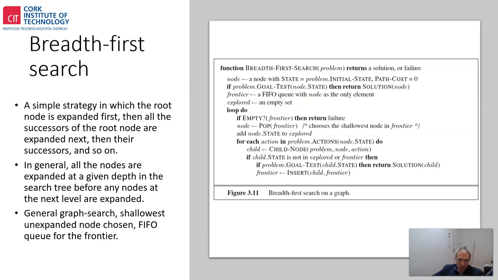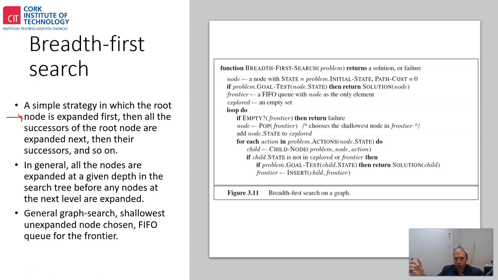Okay, so the root node is expanded first, then all the successors of the root node are expanded next, then their successors, and so on. In general, all the nodes are expanded at a given depth in the search tree before any nodes at the next level are expanded. It's a general graph search, shallowest unexpanded node chosen, and it uses a FIFO queue for the frontier. Okay, so we'll have a look at this code.